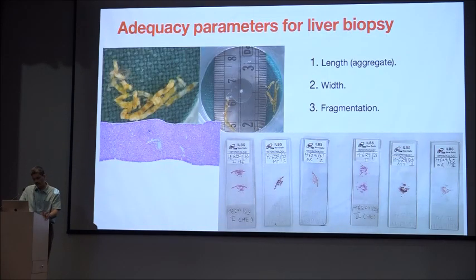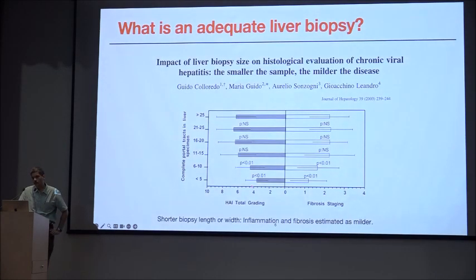For an adequate liver biopsy, we assess three parameters. One is the length of the biopsy, second is the width of the biopsy, and third is fragmentation. Some of these biopsies will have similar length and width, but will be more fragmented. Now the first question is, what is an adequate liver biopsy?